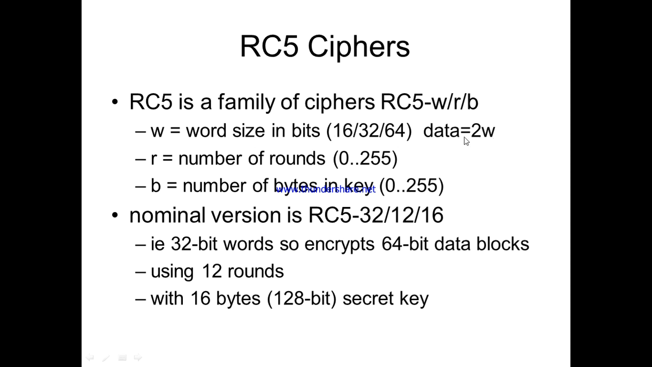Right, so 16 means what? 2W means the data is of what? 32 bit. And 32 means the data is of 2W, 2 into 32, 64. So like this it will be varying.